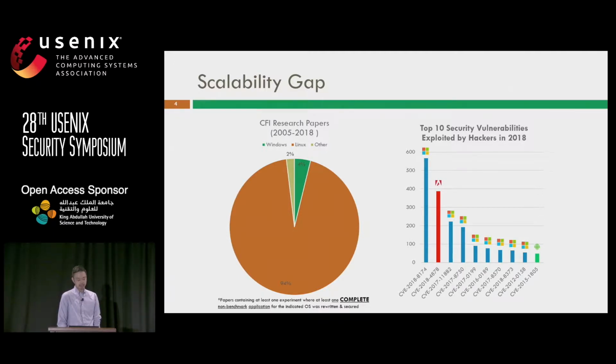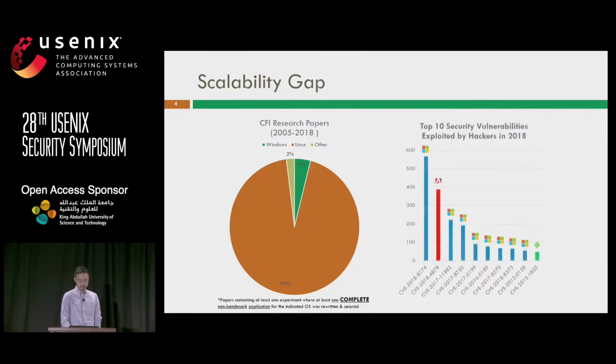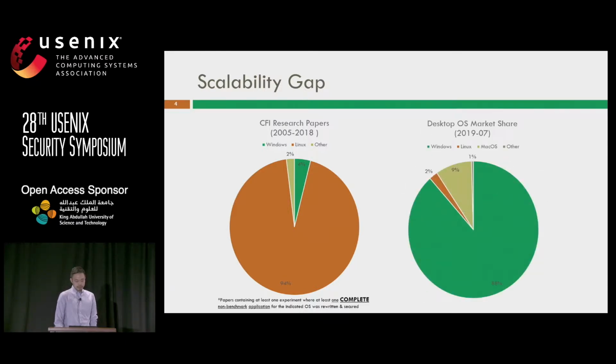These are the actual compromises in the real world, and they are by far dominated by Windows compromises. What I'd like to do, and I think every CFI researcher would like to do, is to be able to block those attacks, the ones that are happening all the time, the ones where someone is stealing your credit card information. But actually, this is not a surprise. When you look at the market share of desktop operating systems, about 98% of desktop operating systems are non-Linux.